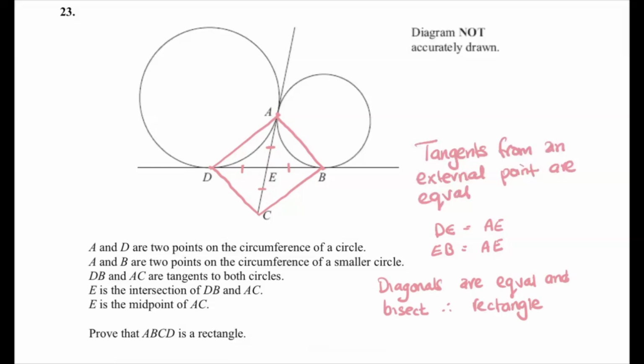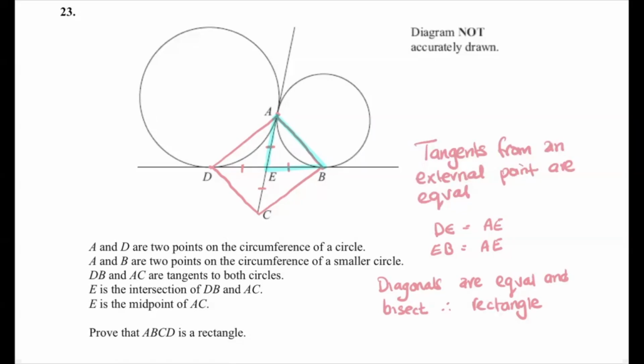Now, it's not the only way to do it. You could have explored the fact that you've got isosceles triangles going on here. And you could have used that as your walk around the problem. So this is not the only way that you could prove it. And that's it. Some proper tricky questions in that paper.